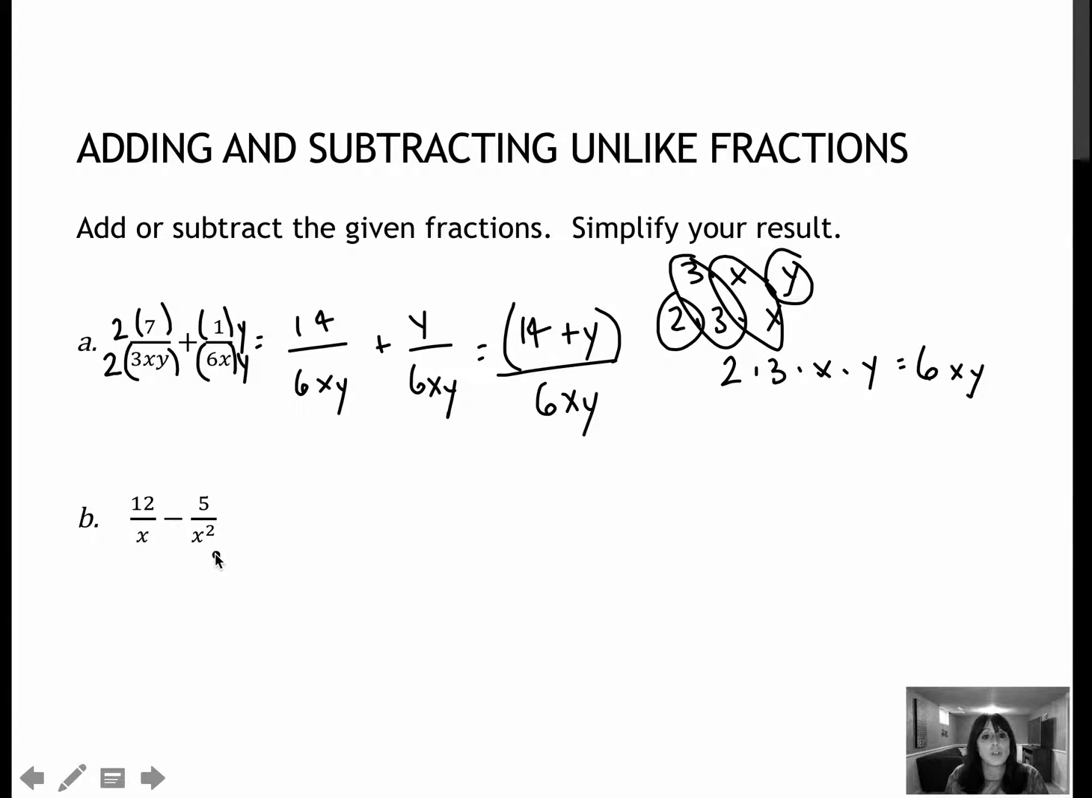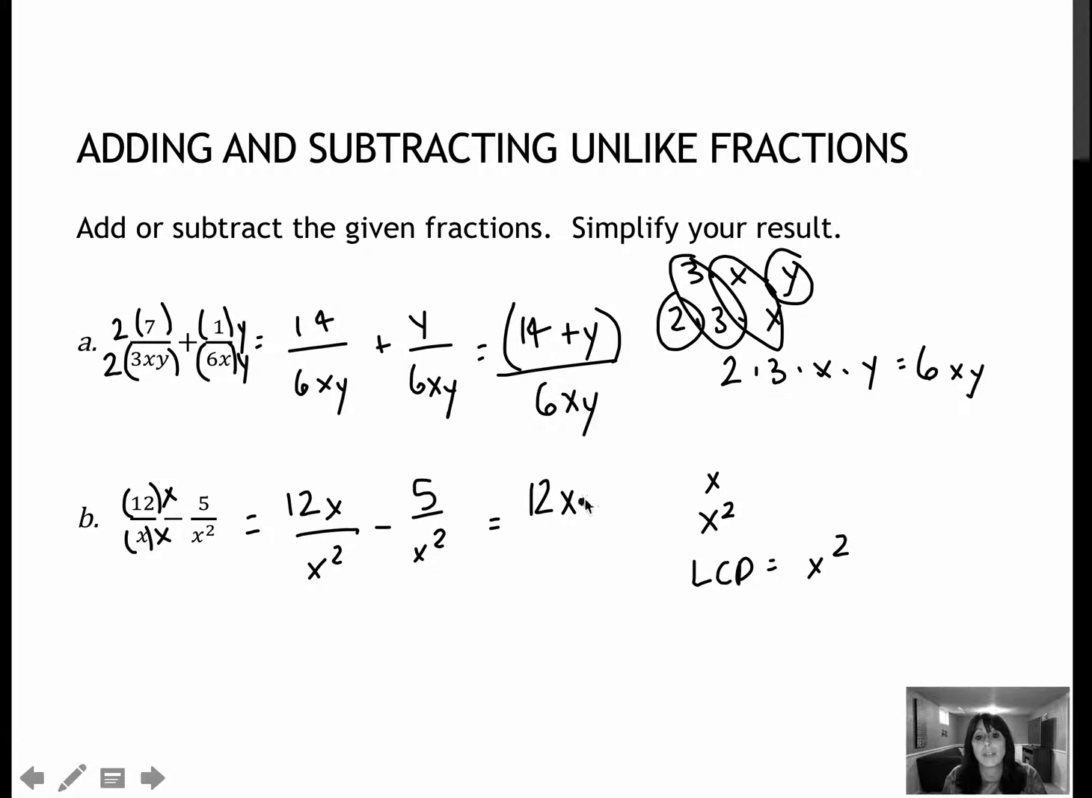For my second question, again, I'm going to multiply to make that denominator the same. So the denominator right now is x, and of course x squared. So my least common denominator would be x squared. This one's okay just as it is, but I would have to take this times x to make it x squared. So that gives me 12x over x squared minus 5 over x squared. Just like we did in this question, 12x and 5 are not like terms, so I'm going to write them together as my numerator and put it over x squared as my denominator. So that's my final answer.